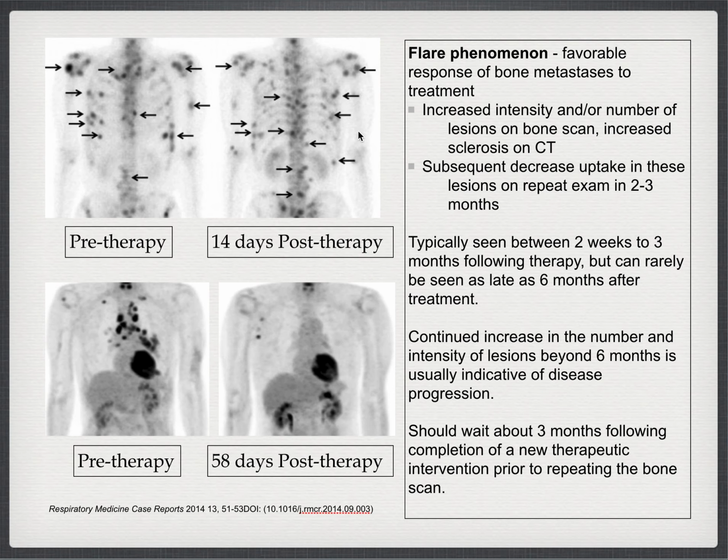This is an example of a patient that has lots of lesions pre-therapy in the bone scan, and 2 weeks later after therapy has far more lesions. Yet when we compare the PET scans pre-therapy and post-therapy, clearly the patient is responding, and this increased tracer uptake on the post-therapy scan is flare phenomena, and this is why we try to avoid imaging with bone scan less than 3 months, less than 6 months after giving therapy.